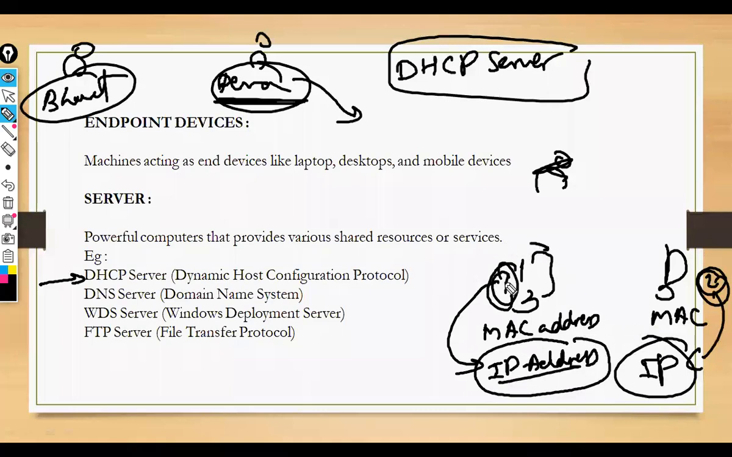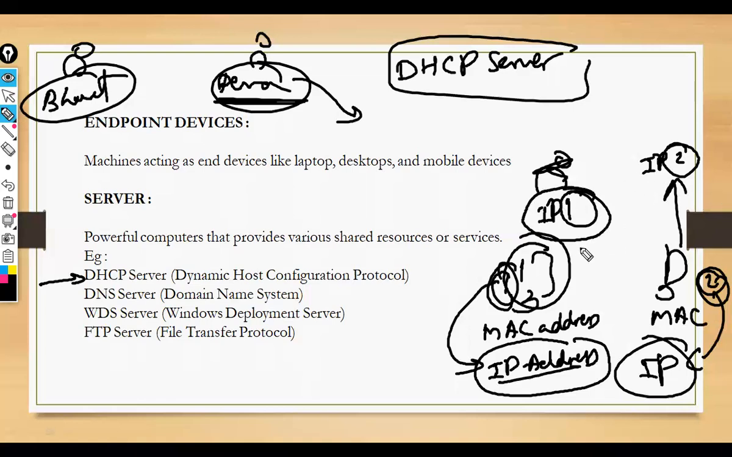Suppose computer one has an IP address IP1 and computer two has IP2. For every communication, if you have a laptop or a mobile phone and you are trying to communicate with, say, WhatsApp or Facebook, whatever it is, this IP address is required.